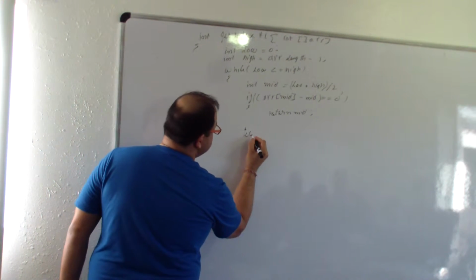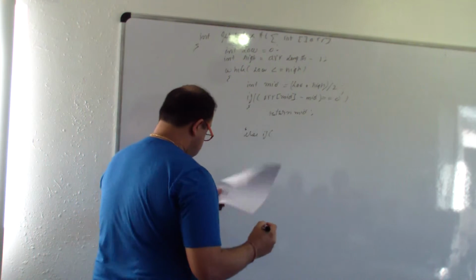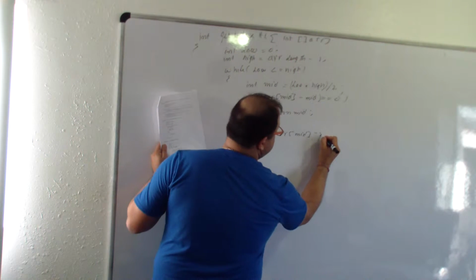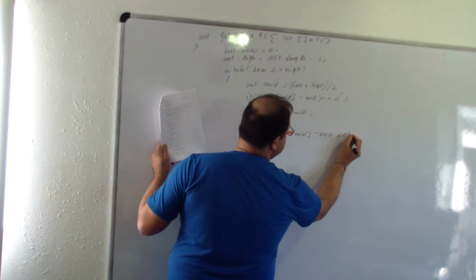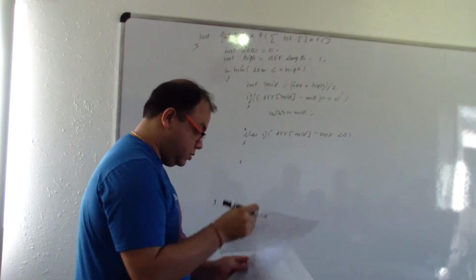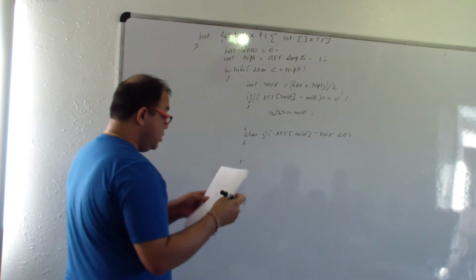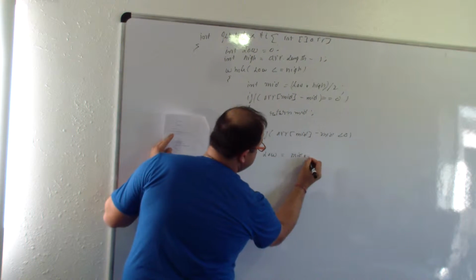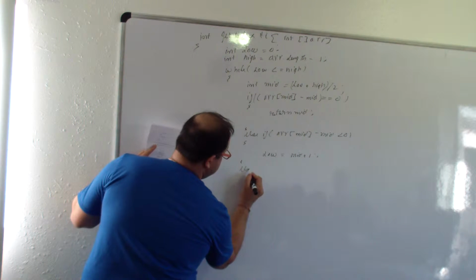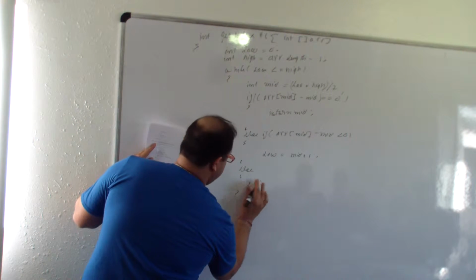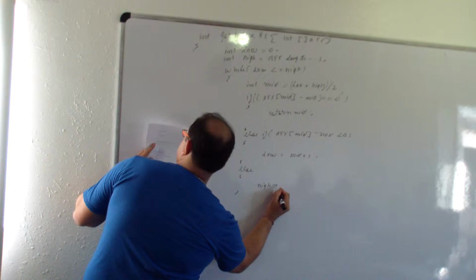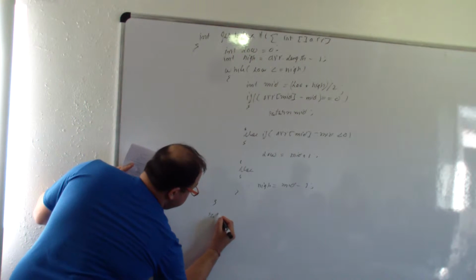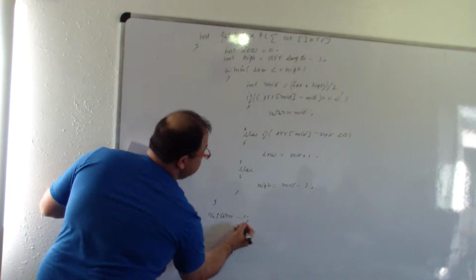Else, if arr of mid minus mid is less than 0, then low is equal to mid plus 1. In that scenario we need not perform mathematical operations, which is the more optimal solution. Else, high is equal to mid minus 1. And after this while loop, we will return minus 1.